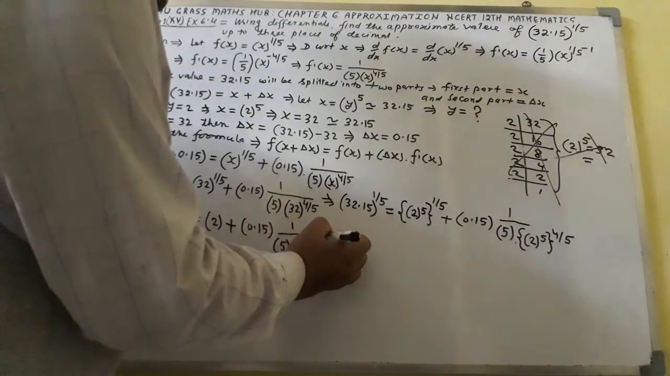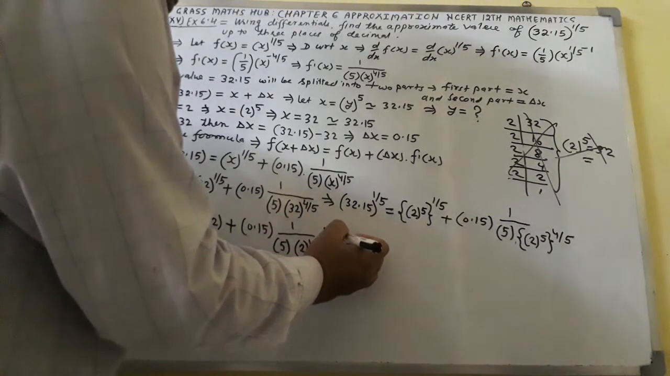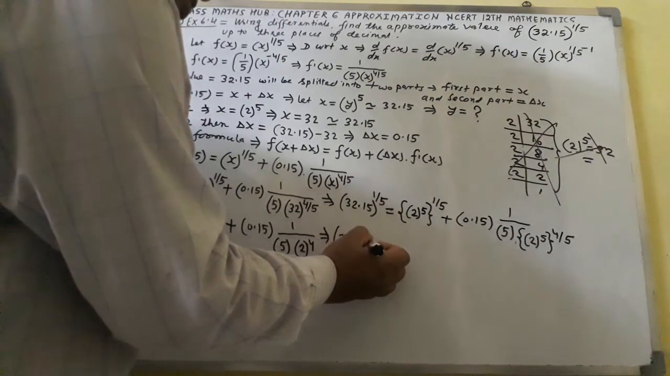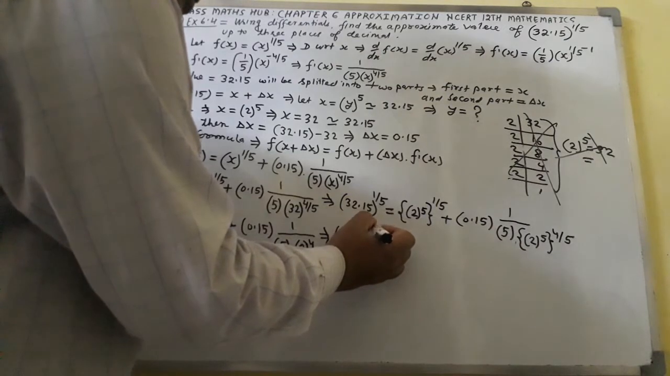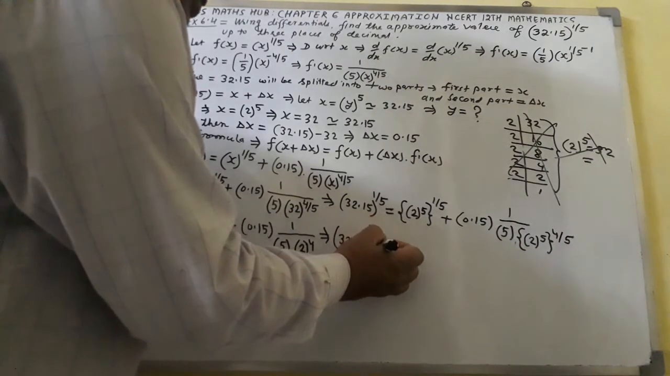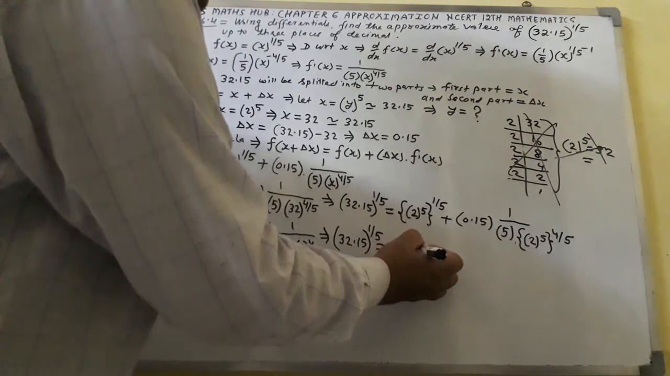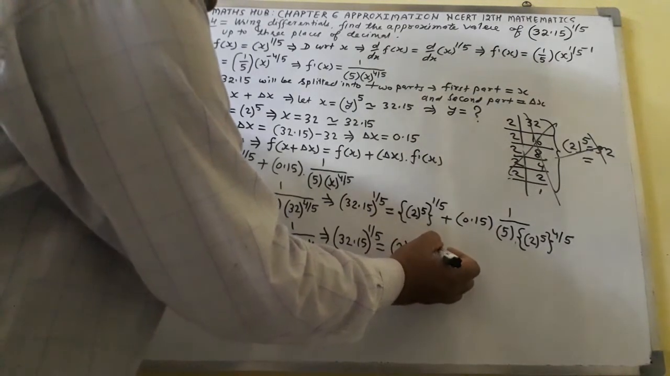Again we will get here, implied that 32.15 raised to the power 1/5 is equal to 2 plus 0.15.